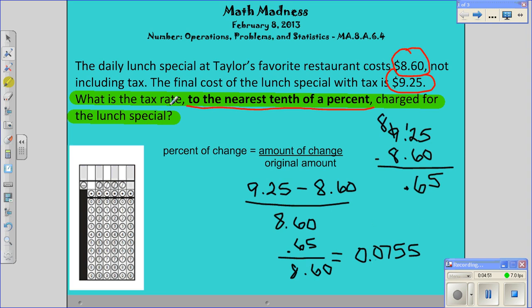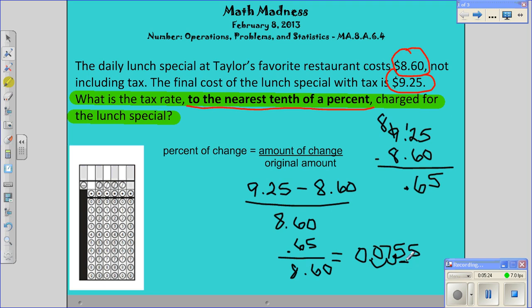Okay? Now this is in decimal form. I have to put my answer as a percent because it is the percent of change. So I'm going to move my decimal point to the right 2 times. So starting here, 1, 2. Now, the question, the bold that I told you we would come back to, says to the nearest tenth of a percent. Well, if my decimal is here, the tenth place would be after the decimal, which is this first 5 right here.